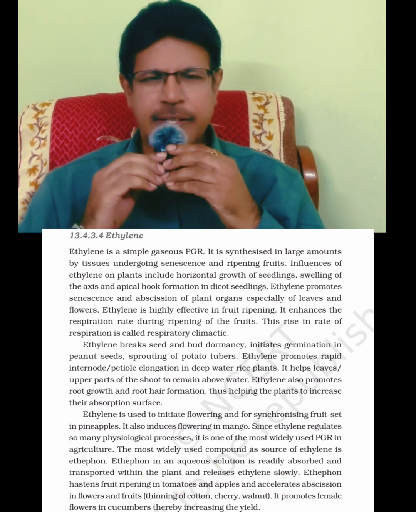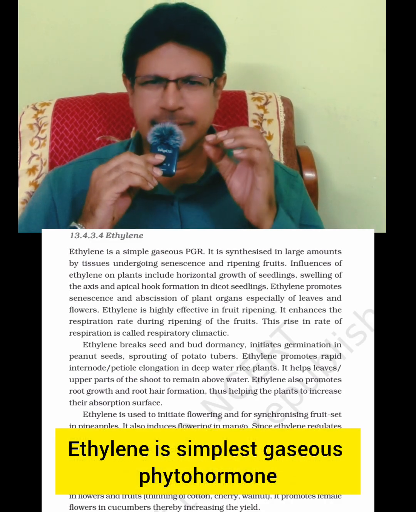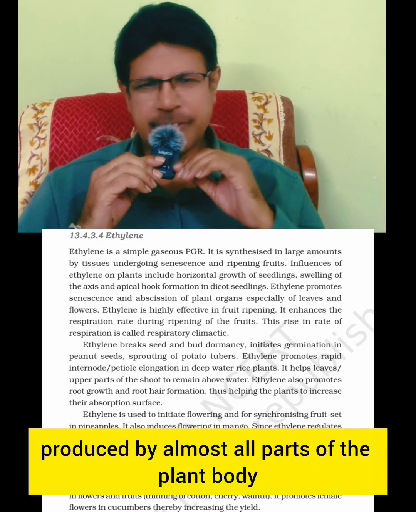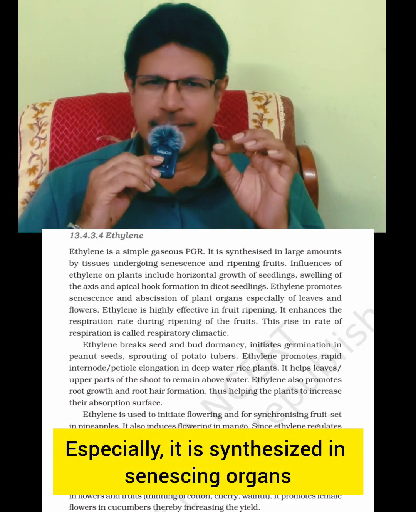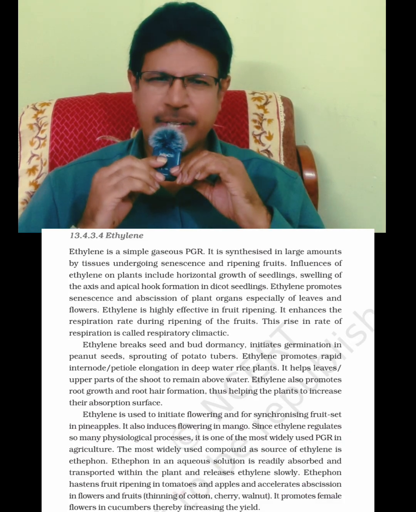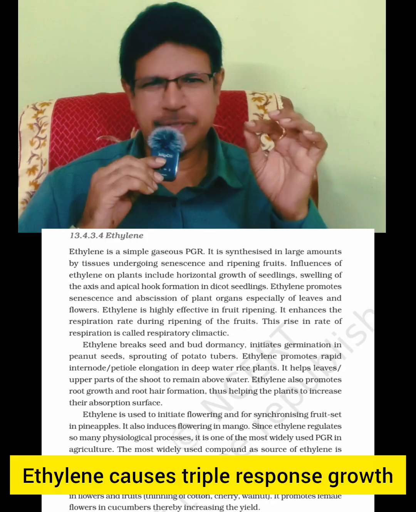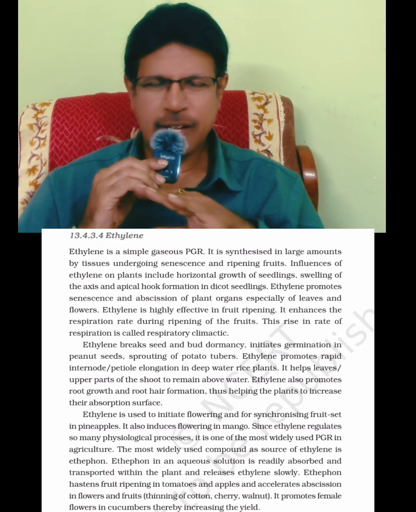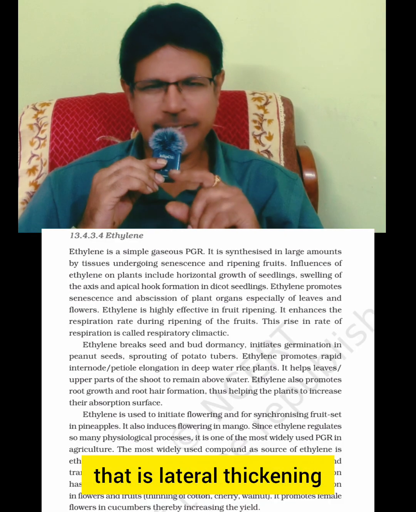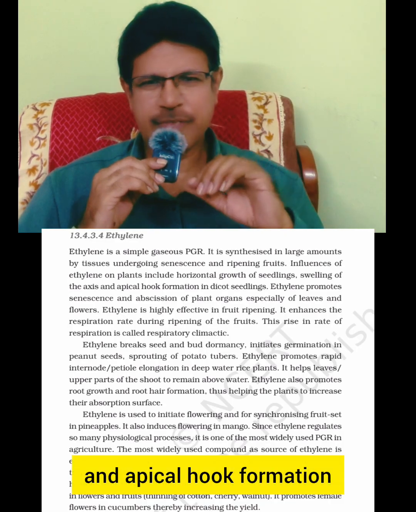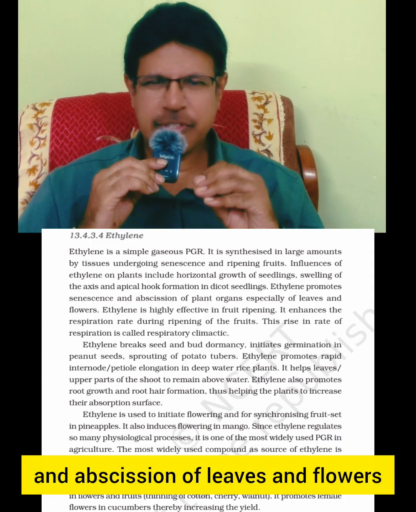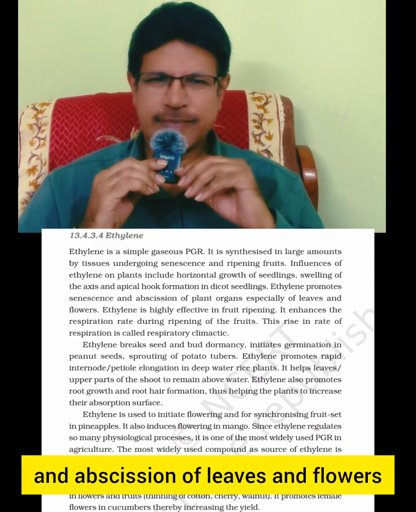Next, ethylene. Ethylene is the simplest gaseous phytohormone, produced by almost all parts of the plant body. Especially it is synthesized in senescing organs and ripening fruits. Ethylene causes the triple response in seedlings: horizontal growth of the seedling, swelling of the axis, that is lateral thickening, and apical hook formation. And ethylene is responsible for senescence and abscission of leaves and flowers.